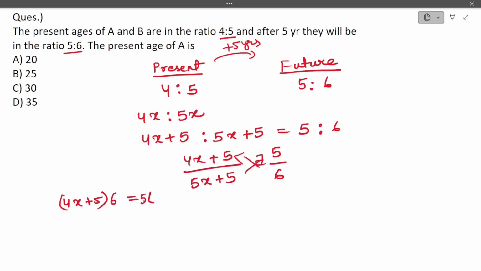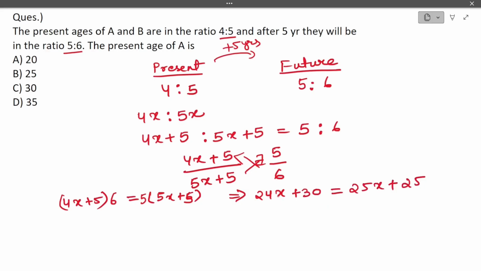So 5 into 5x plus 6. Okay, sorry, 5x plus 5 here also. So this equation will become what? 6 fours are 24, 24x plus 6 fives are 30. Okay, then on this side we will have 25x, then 5 fives 25.